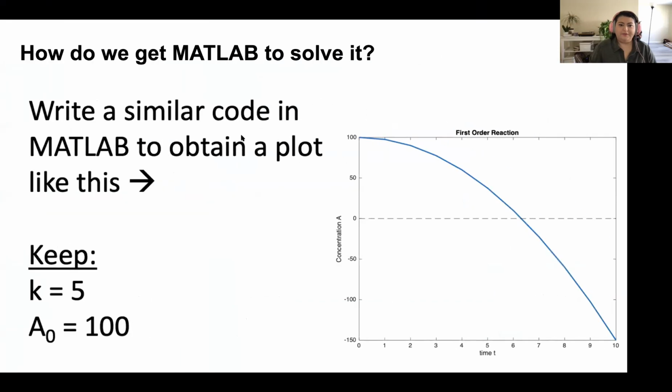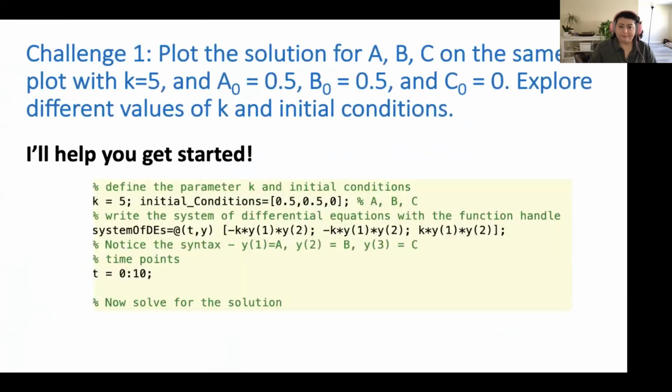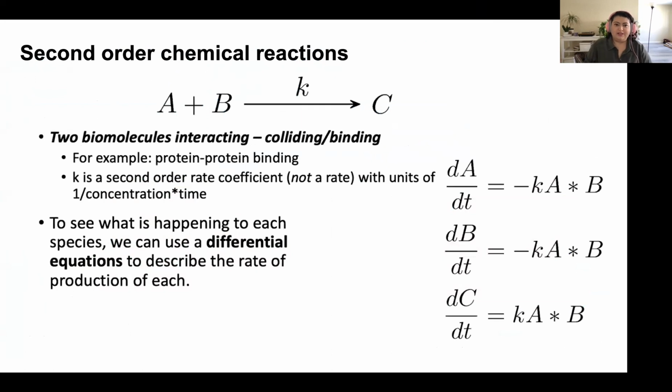All right, let's talk last about the second order chemical reactions. So the second order means we have 2 reactants. For example, here we have A plus B bind to form C, or are converted together to form C. The example being two proteins that bind to form a complex C. And here we still have the reaction rate parameter. In this case, k is the second order rate coefficient. It's not a rate, and it has units of 1 over concentration times time.